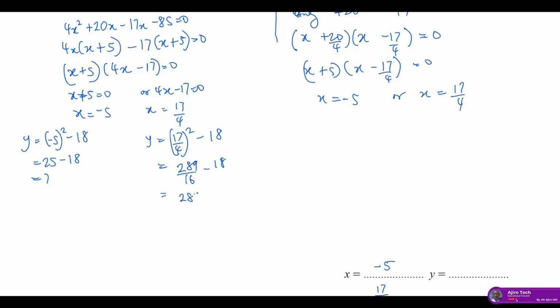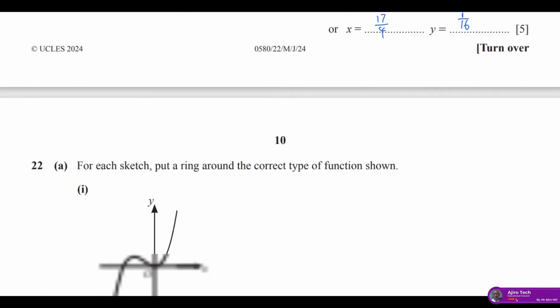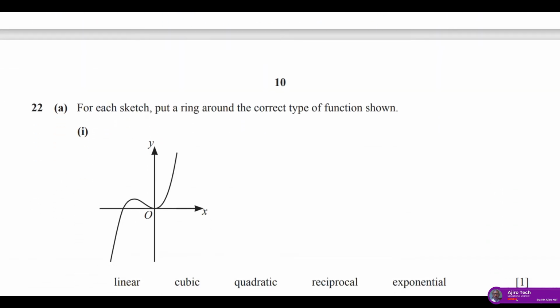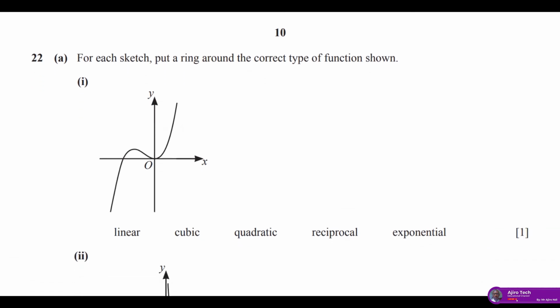That's 289 minus 16, minus 18 times 16 is 288 minus 16. I have 1 over 16. So in this case, y is 7, and in this case, y is 1 over 16. Next question. For each sketch, put a ring around the correct type of function.